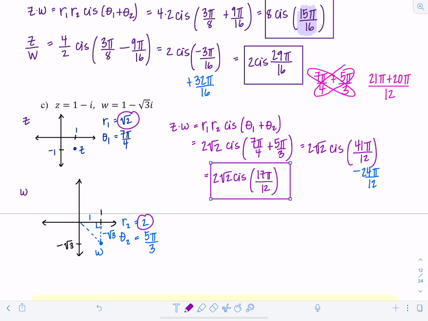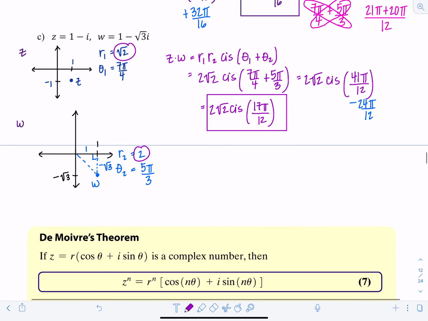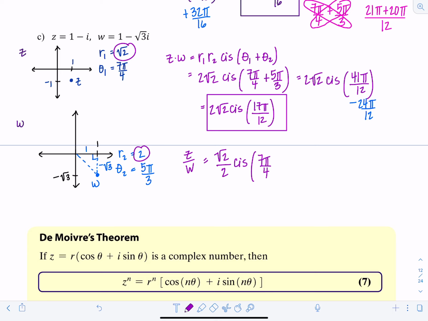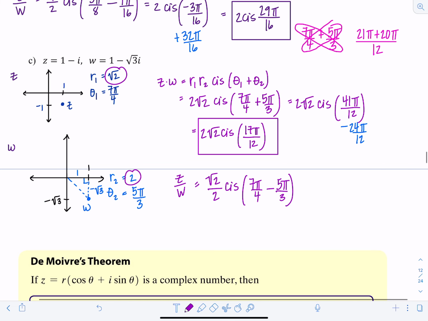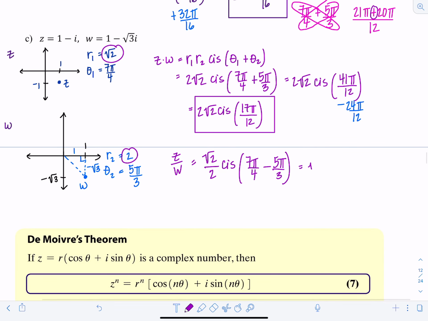Now what about their quotient? Here we go. So z divided by w is going to be r1 rad 2 divided by 2 cis, and then we have 7 pi over 4 minus 5 pi over 3. So this time you can do the same trick from above. You're just going to change this to subtraction. So 21 pi minus 20 pi, that's just 1 pi over 12. So this one's easier. We have rad 2 over 2 cis pi over 12, and that's within 0 and 2 pi, so that one's done. So we can box it. Okay?